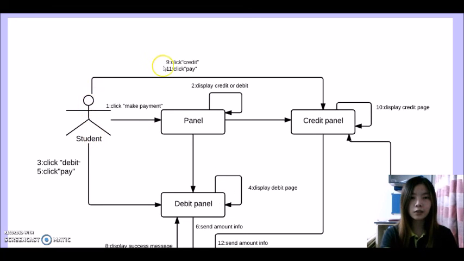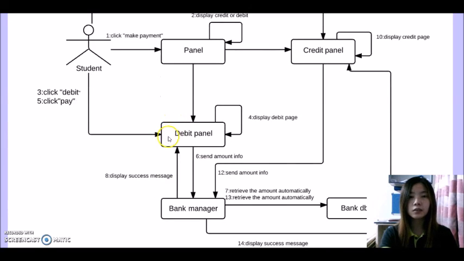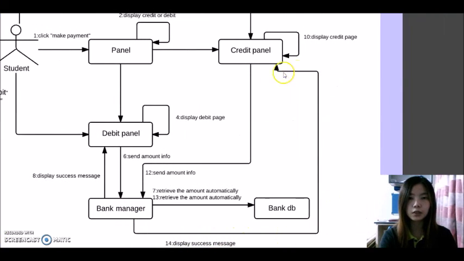The student can click credit and click pay to the credit panel, or the student can click debit and click pay to the debit panel. After that, the debit panel will go to the bank manager by sending amount info. The credit panel also will send amount info to the bank manager. Then the bank manager will display a success message to the debit panel, and the bank manager also will display the success message to the credit panel.